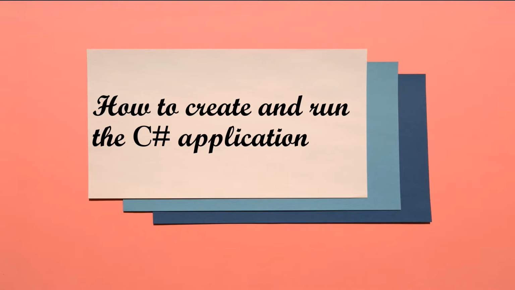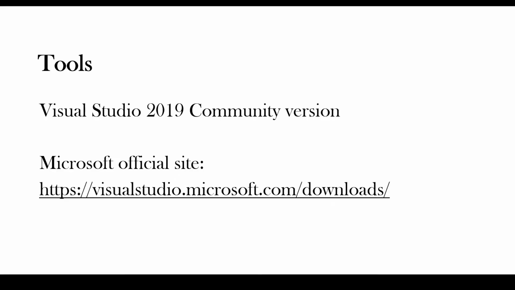In today's video, we will see how to create a simple C# application and also learn about running the application. As I told you in the last video, I will use Visual Studio 2019 Community version. If you have it, you can use it. Else, you can visit the Microsoft official site and download it. Now, let's get started.